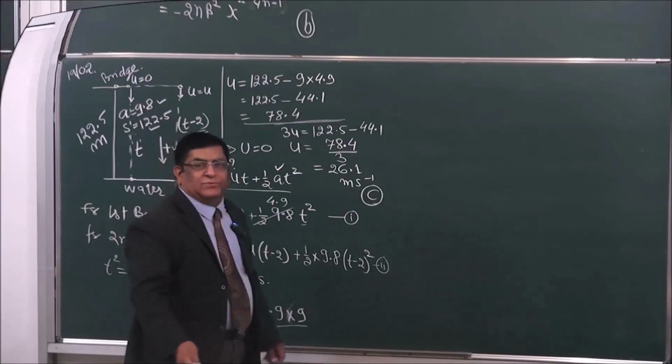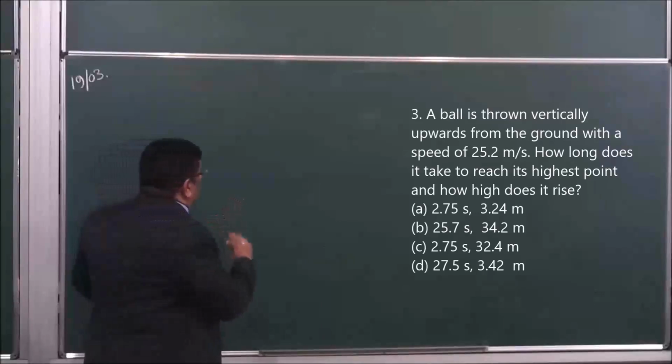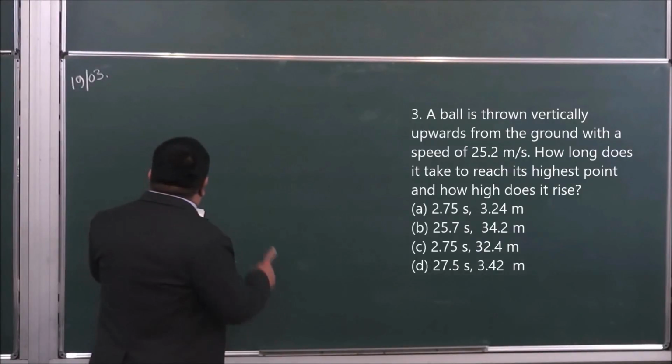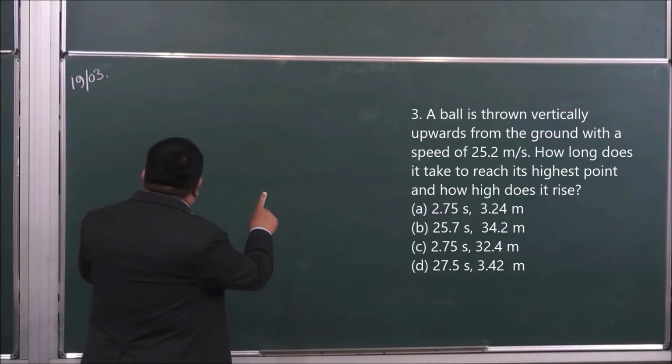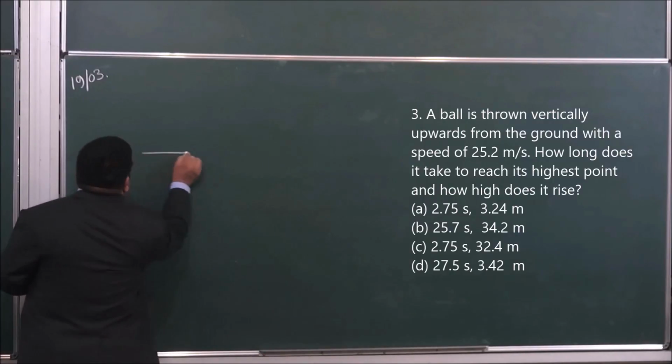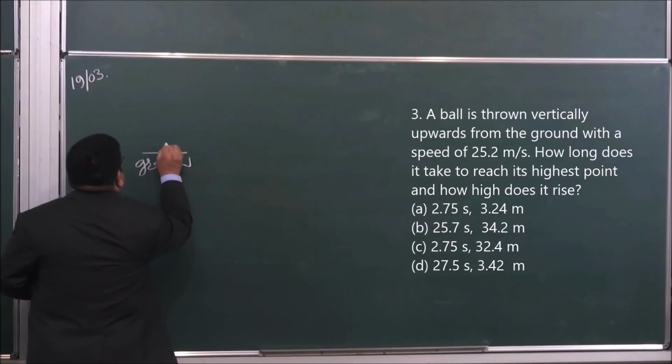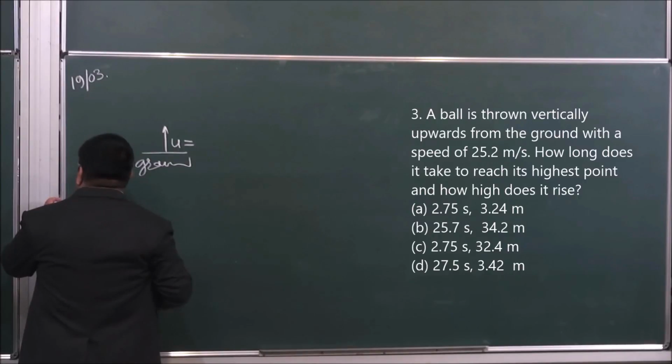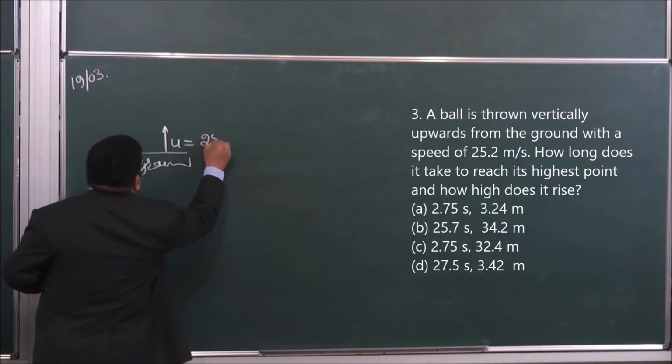Okay, now let's go to the next question. This question says, a ball is thrown vertically upward from the ground with a speed of 25.2 meter per second. From the ground, it is thrown upward with initial speed as 25.2.